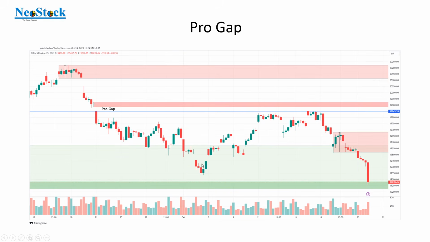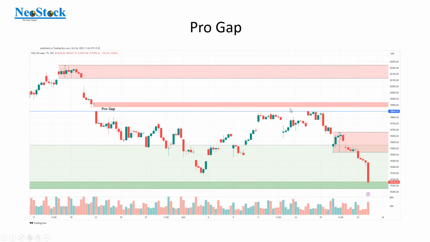Assume I would have bought my shares somewhere here. Okay, we didn't have an exact demand zone, but for the time being assume. So what is my target? It's supposed to be the supply zone. When the supply zone is about to be reached, I should sell my stocks. But because there is a professional gap, we would have sold our stocks at this area. If not here, at least at this area, we would have sold our stocks to get the profit.